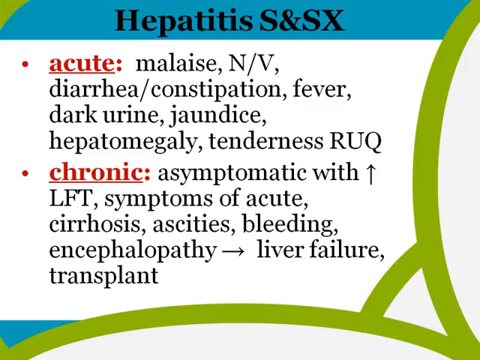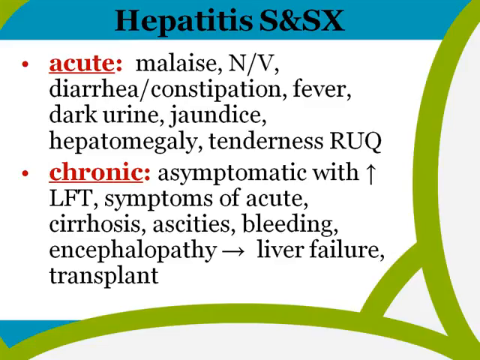With our chronic hepatitis, you can have all the symptoms of acute as well, but then there's more that comes with it. Some folks with chronic hepatitis are asymptomatic. They just have elevated liver function tests, and we'll talk about those in just a minute. LFT is liver function tests. Cirrhosis may occur. Cirrhosis is when the liver begins to scar, and that can happen due to many different things. So many things can cause cirrhosis, but cirrhosis is hardening or when the liver scars.